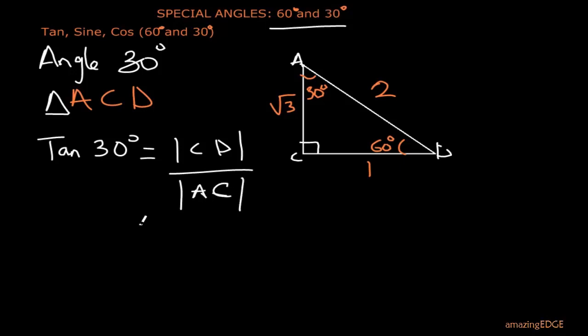So we go and find line CD. Line CD is 1. Then in line AC, what we have there is root 3. So finally, we have gotten that tan 30 degrees is the same thing as 1 over root 3.